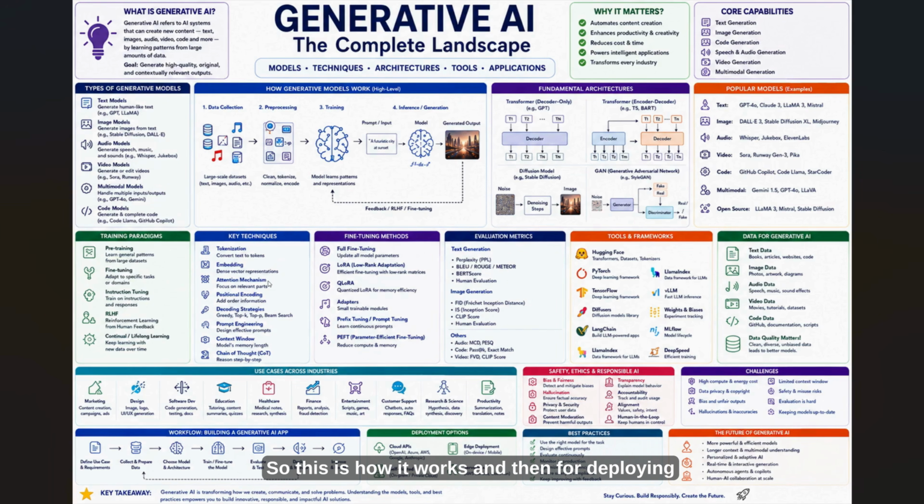So this is how it works. For deploying, you have cloud APIs, where you can deploy it with OpenAI, Azure, AWS, Google, or Anthropic, or you have edge deployment, which is nothing but deploying it on your mobile or on device. Then you have self-hosted, which is on your on-prem servers or company-owned servers, or you can even deploy it as a serverless service using AWS Lambda or Cloud Run. What are the best practices and what is the future? We'll be discussing everything in detail in the coming sessions.